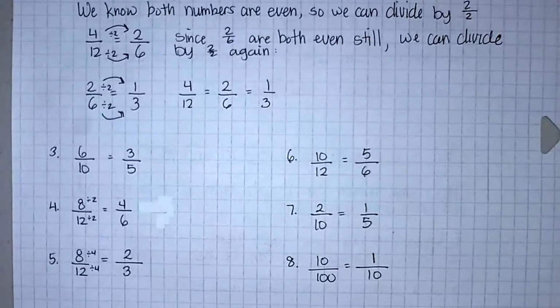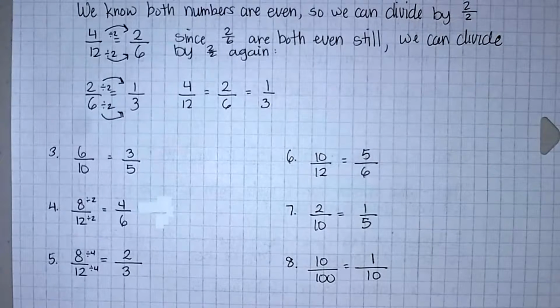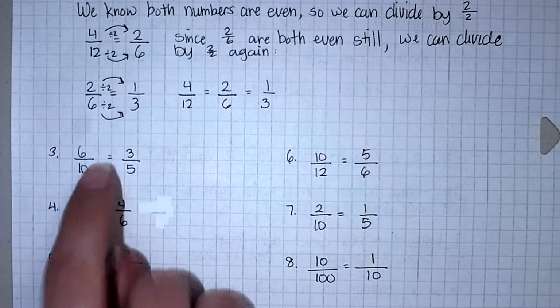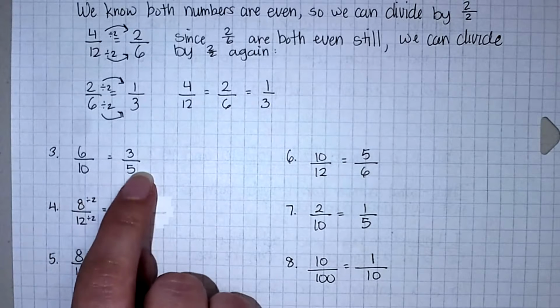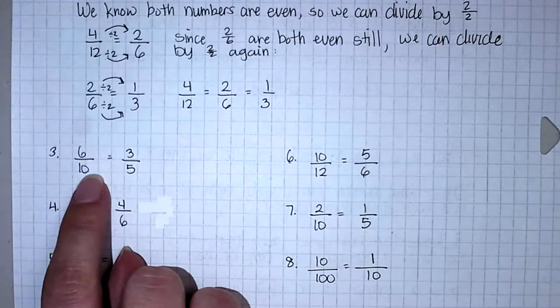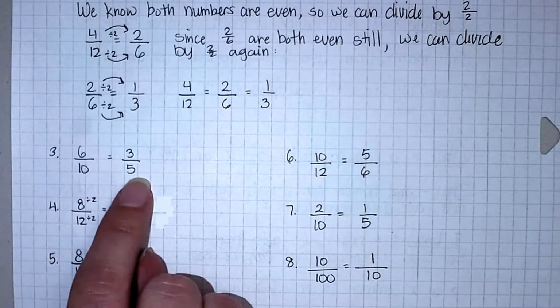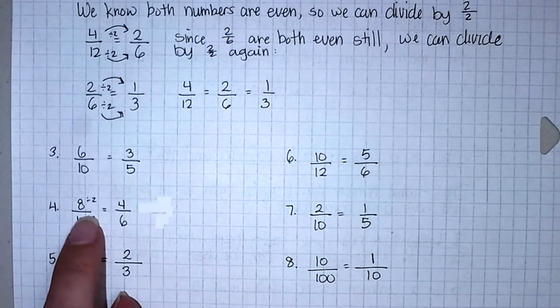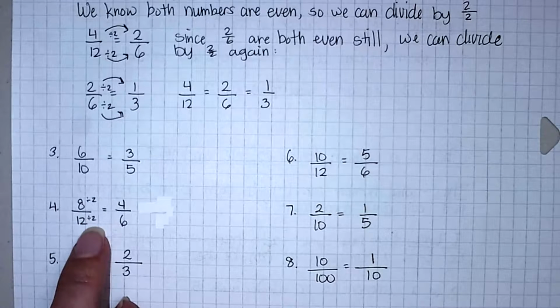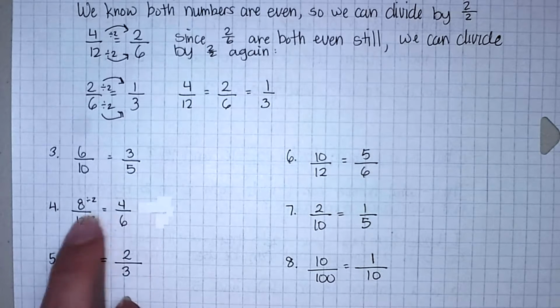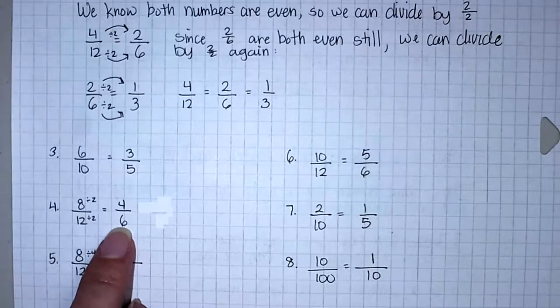For numbers 3 through 8, they were asking you to make equivalent fractions. So 6/10 was equal to 3/5. We divided the top and the bottom by 2. 6 divided by 2 equals 3. 10 divided by 2 equals 5. For number 4, 8 over 12, and 8 divided by 2 and 12 divided by 2. So 8 divided by 2 is 4. 12 divided by 2 was 6.